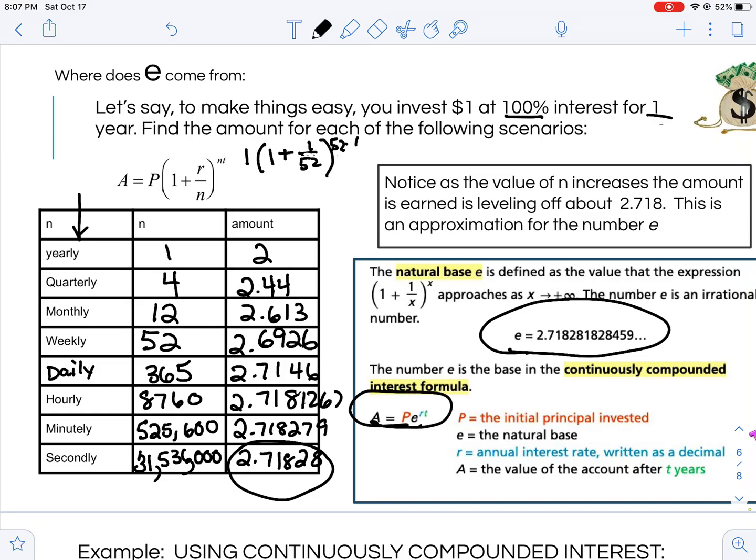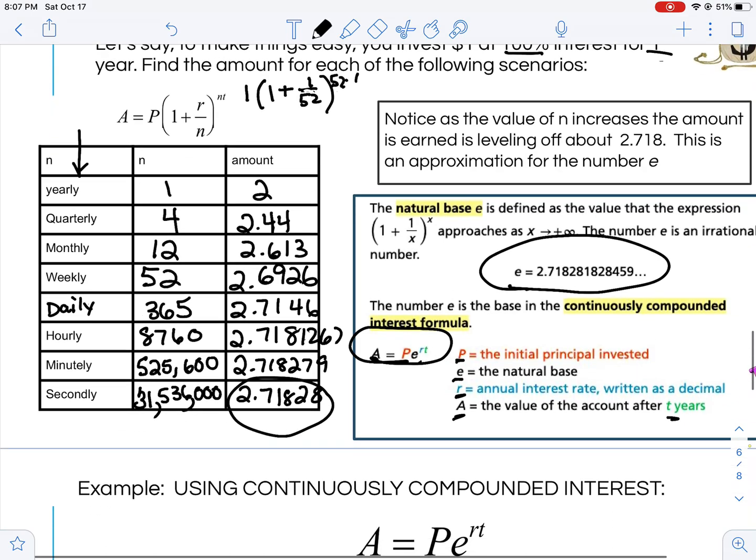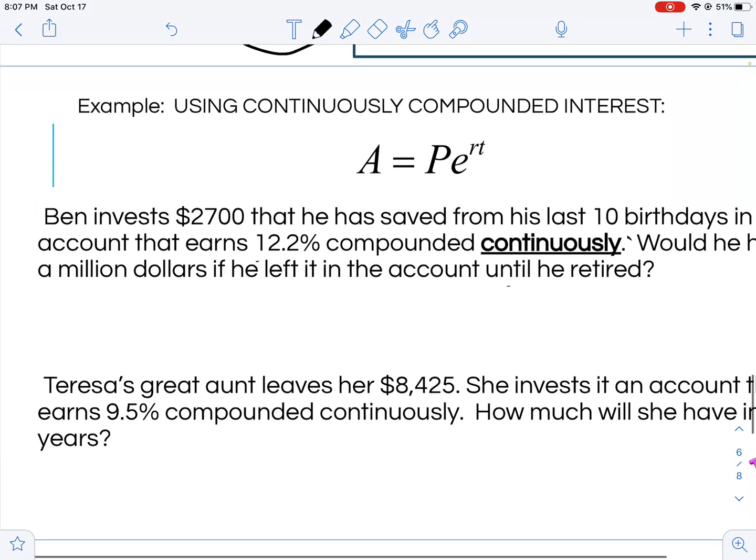So, and we can apply it into something called the continuously compounded interest formula. So when you see the word continuous, I call this the Pert formula because it spells Pert, right? Principal, the base e, we got our rate, and we got our amount after t years. So let's go see how we would apply one of these.